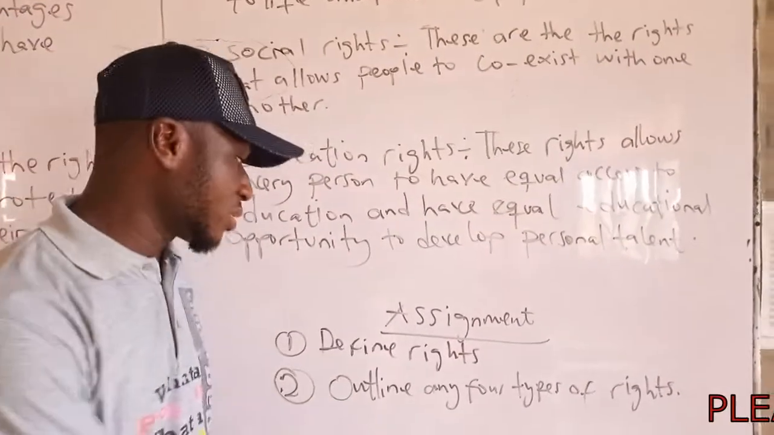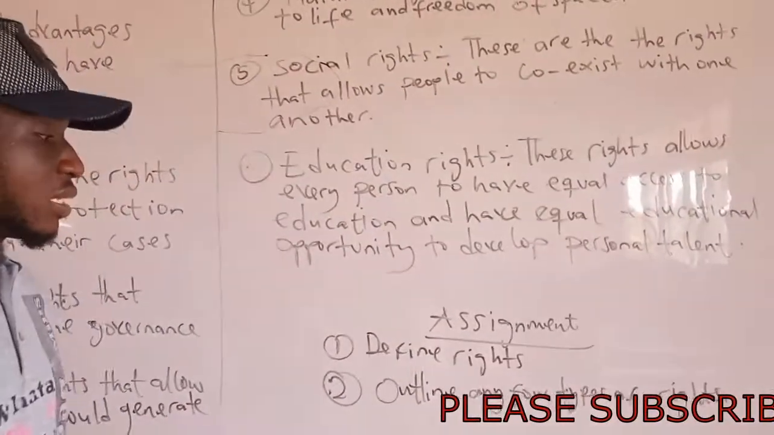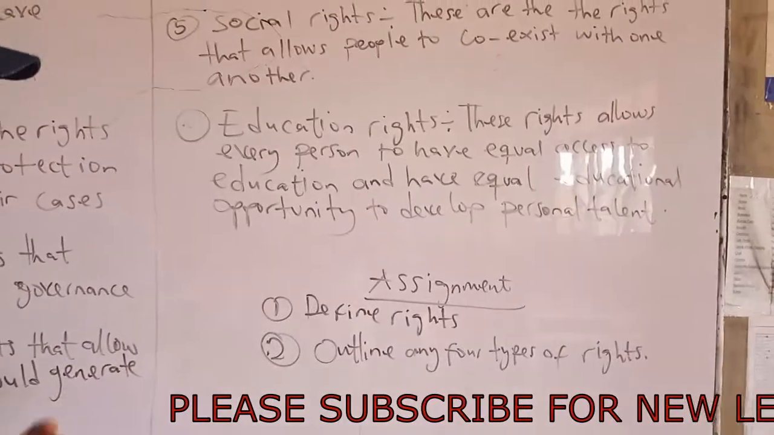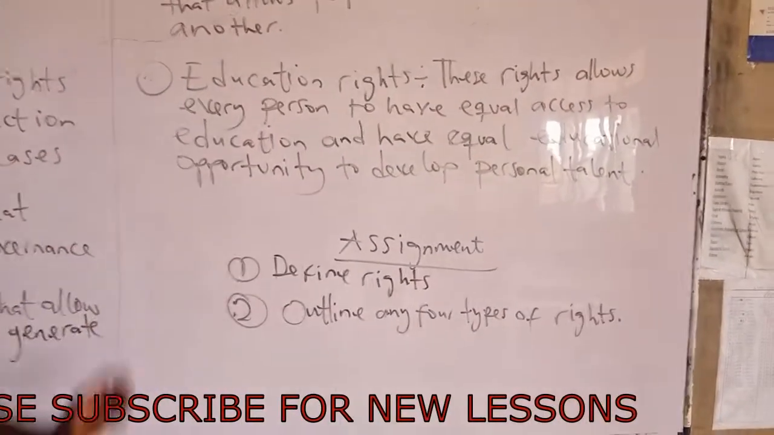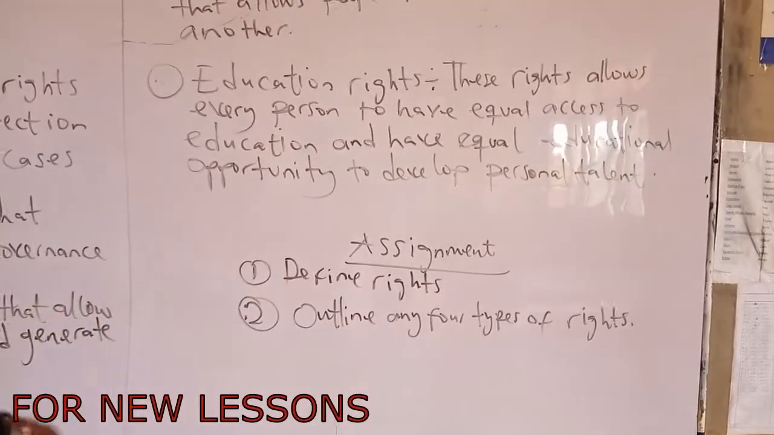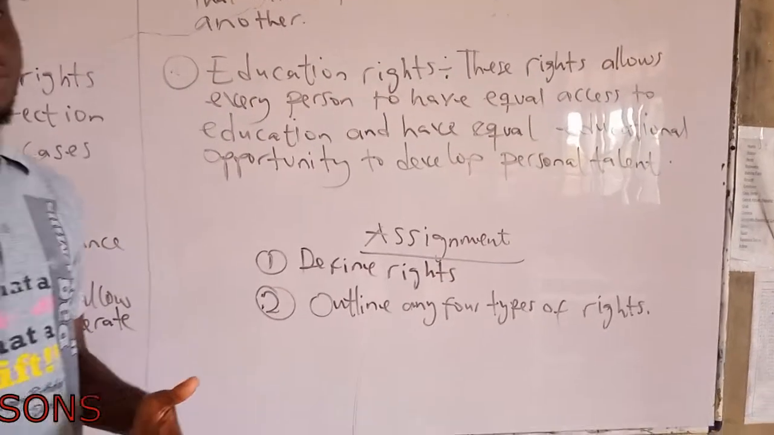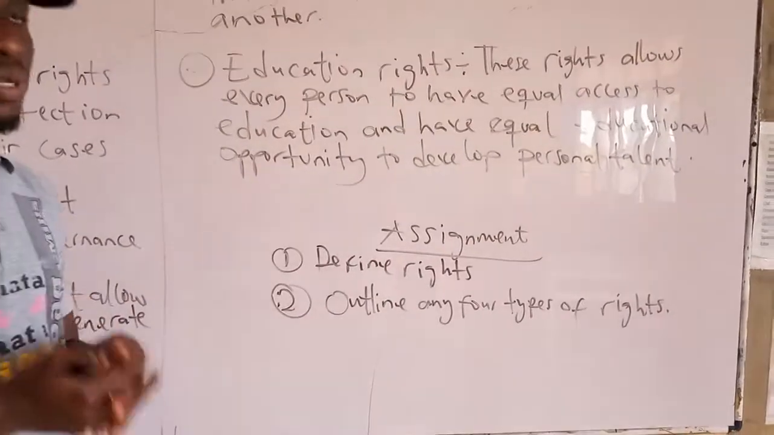So let's go to the assignment. For the assignment, you're going to define what a right is, and also you will outline any 4 types of rights. When I mean outline, you state it. For example, if it's natural right, tell me or explain to me briefly what natural right is. You get it? And you send this assignment to me on WhatsApp.